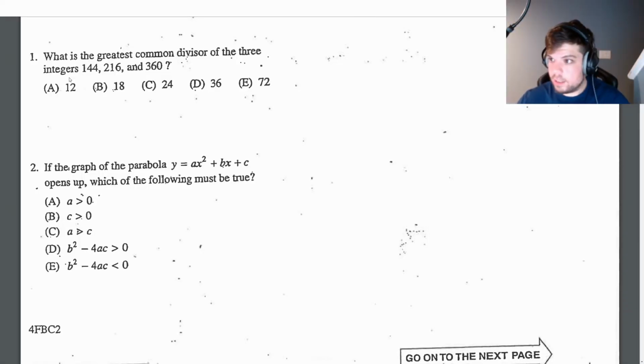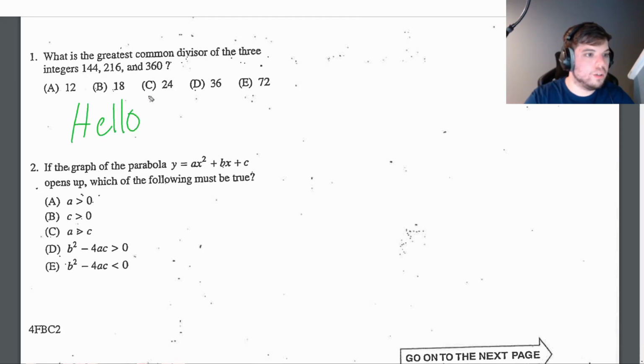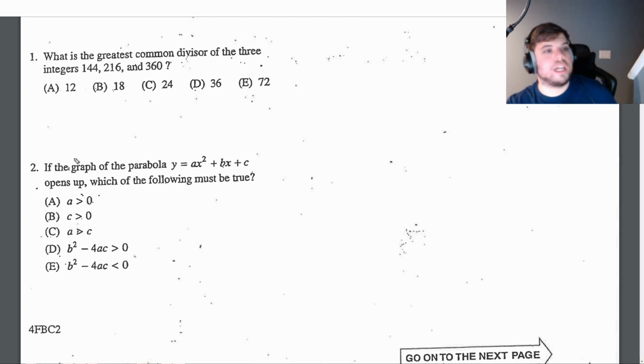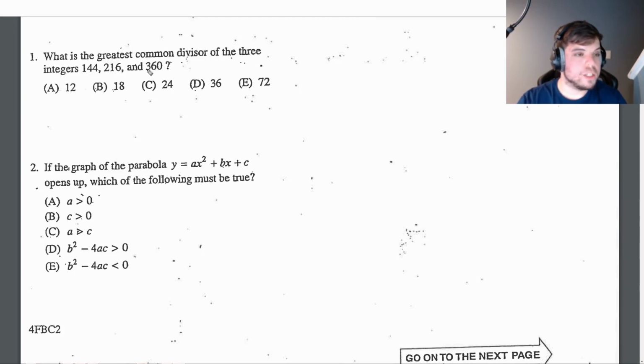All right. So, let's see. Does this work? Hello! It does. How beautiful. What is the greatest common divisor of the 3 integers 144, 216, and 360? Okay. So a greatest common divisor problem. What is a greatest common divisor?